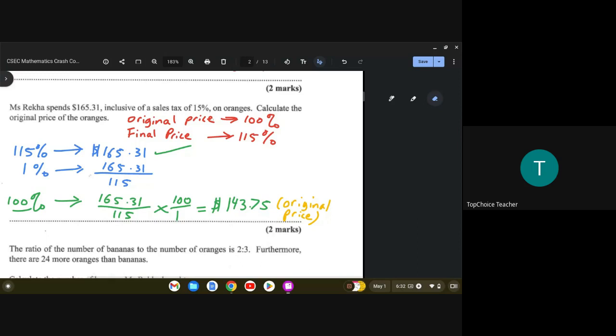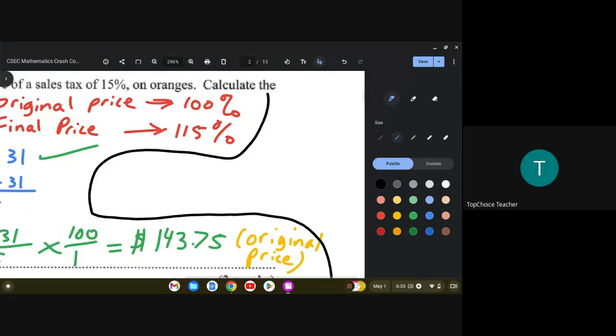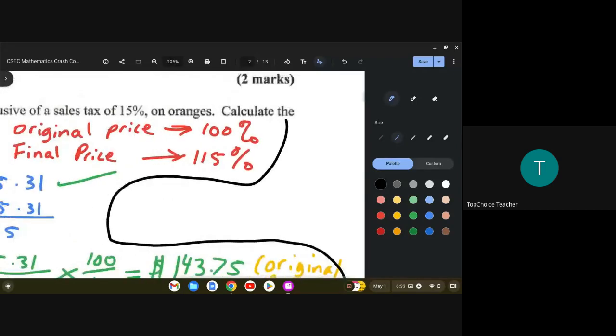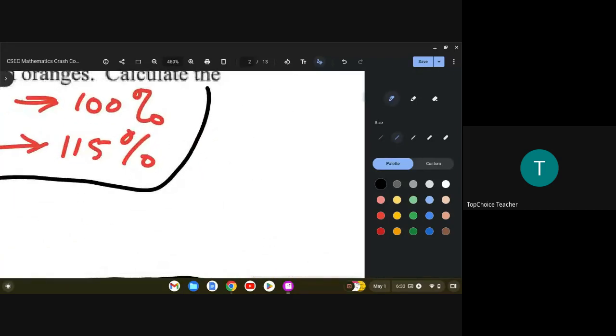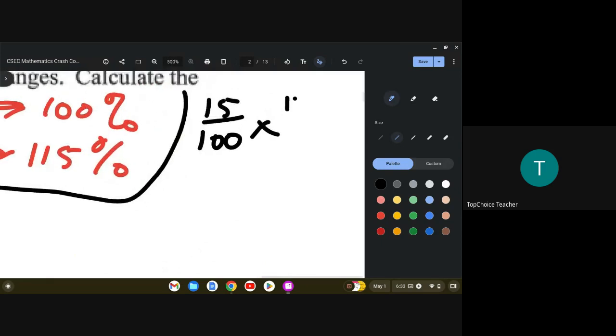So if you find what is 15% of the original price and you add it to the original price, you should be getting back 165. So let's actually just try it. Let's make another space here. I'll erase this after. We know the original price is $143.75. And the tax is 15%. So what is 15%, which is 15 over 100, multiplied by $143.75? What is this working out to be?